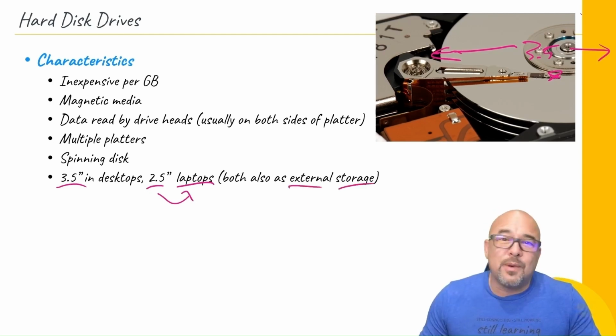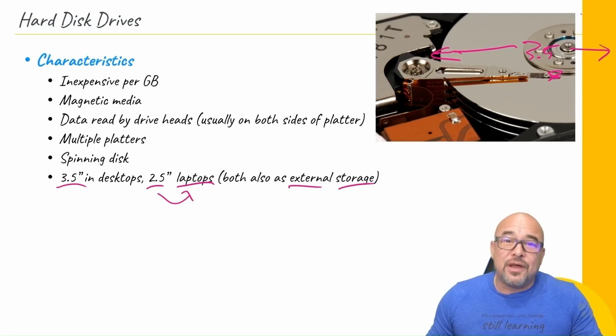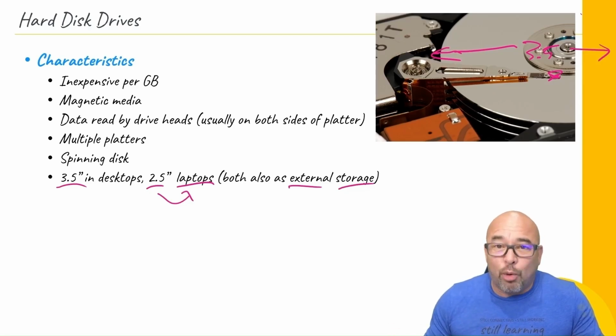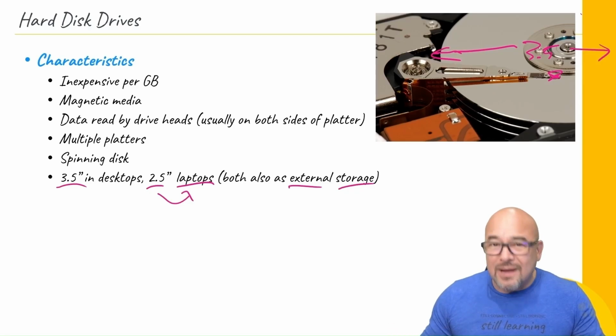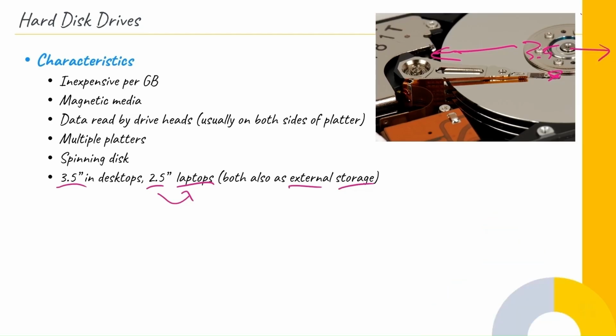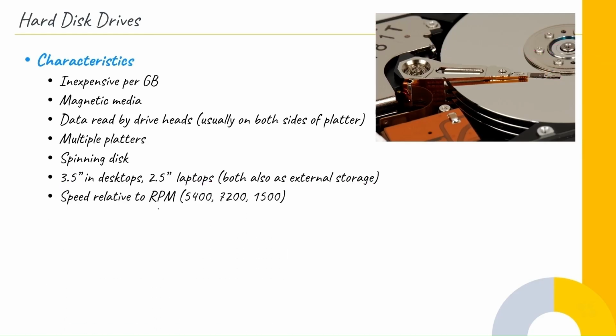I've got a couple attached to my computer right now that are external. They're connected by USB port, and they just are part of the nightly backup that I perform on my computer. So any data that I write to my hard drives every day will then get written to those external drives every night. I have 2 backups. You really only need 1. I'm just that paranoid. The speed is also going to be relative to the RPMs, revolutions per minute.